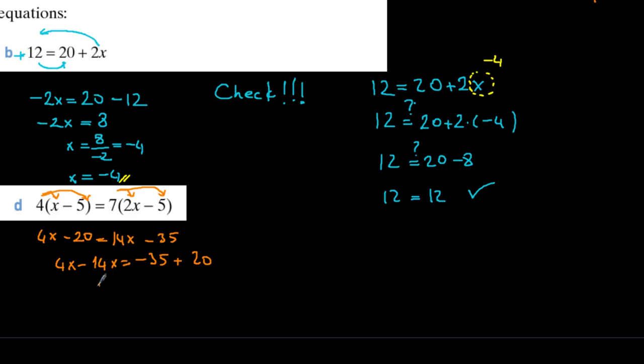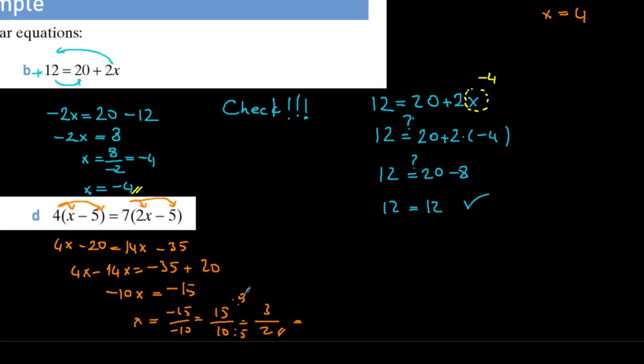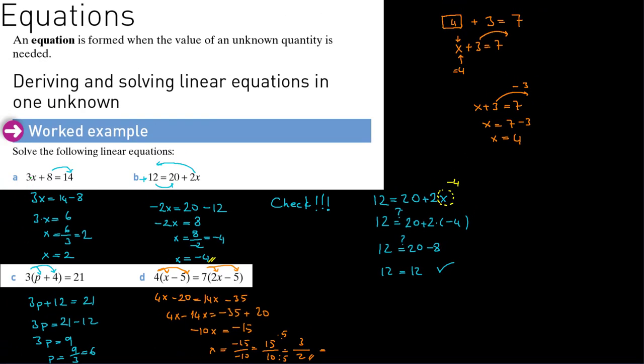And 4x minus 14x, we know, is minus 10x, equal to minus 15. And x is equal to minus 15 over minus 10. Minus and minus make plus, so it's 15 over 10. If you divide both by 5, it's going to be equal to 3 over 2. This is the answer, or you can say 1.5, but it is not necessary for me.